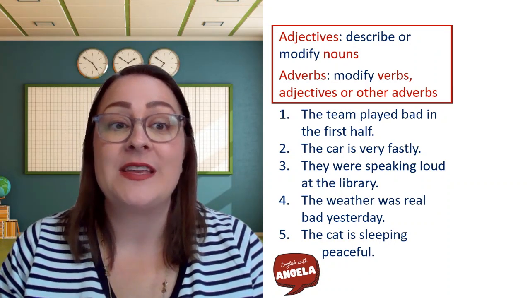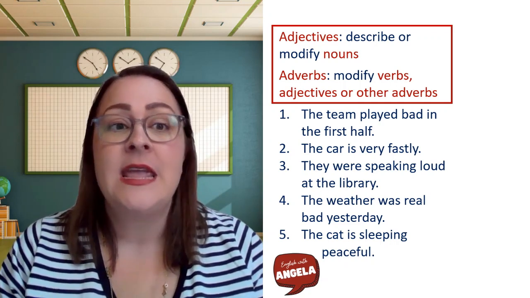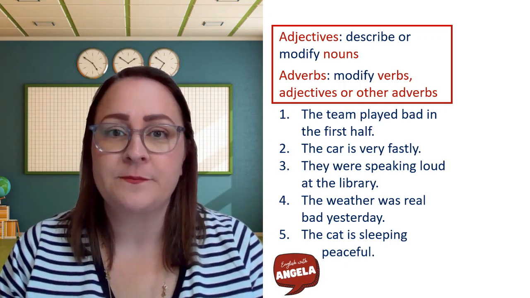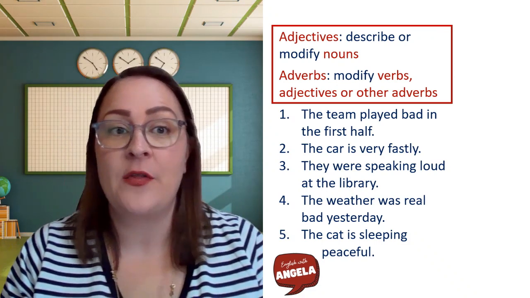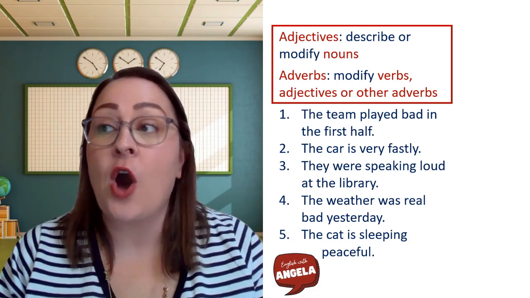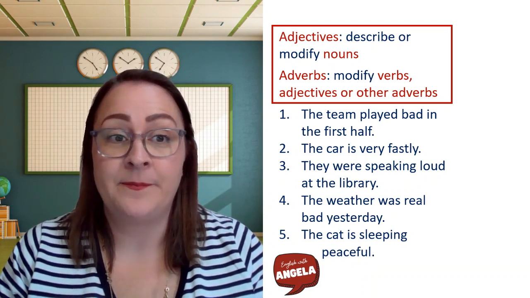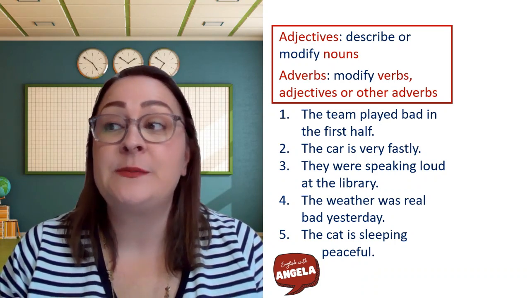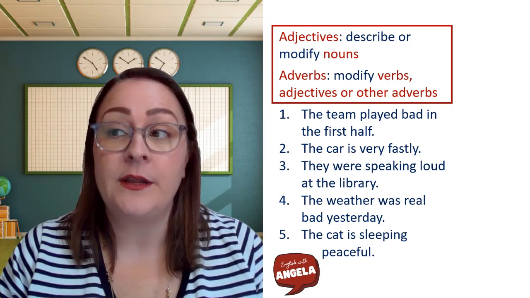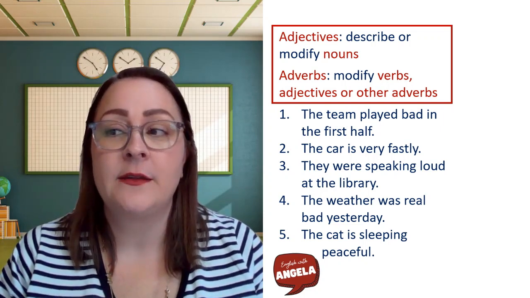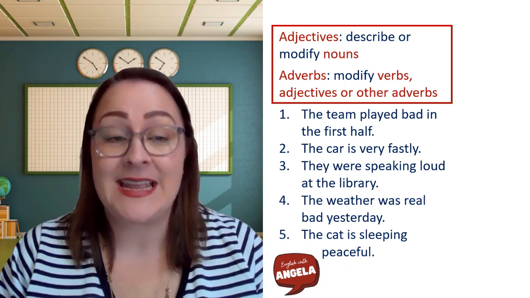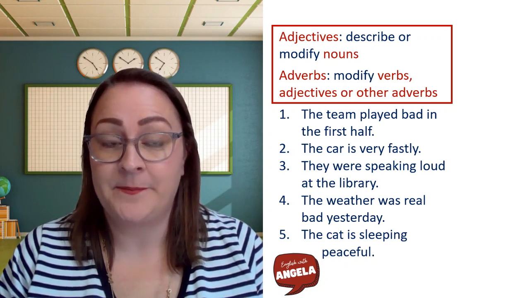So our first one, the team played bad in the first half. Who am I talking about? Am I talking about the noun, the pronoun? What is it? The car is very fastly. They were speaking loud at the library. The weather was real bad yesterday. The cat is sleeping peacefully.